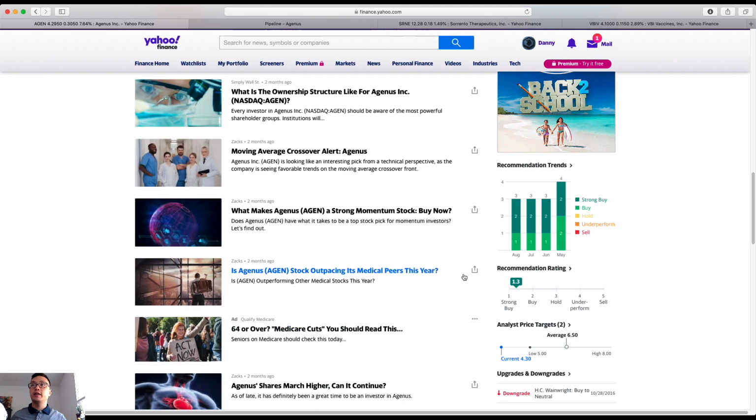Let's look at what financial analysts on Yahoo are saying. Okay, so of the three financial analysts, there are two recommending a strong buy, with one recommending a buy. With a high price target of $8, with an average set at $6.50.